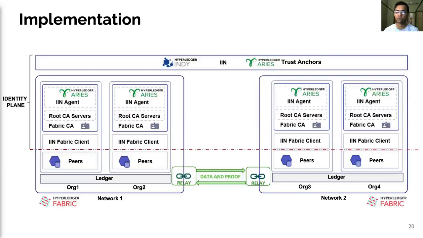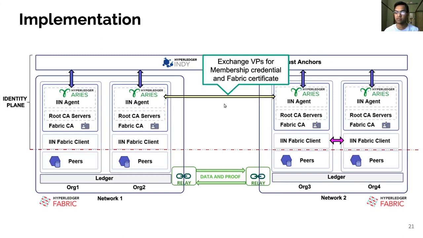We have done a proof of concept implementation of our system with two Hyperledger Fabric networks, and we have implemented the IAM agent in the identity plane as a module of the Fabric CA, which is responsible for managing the identities of participants of a Fabric network. This IAM agent is implemented with the Hyperledger Aries toolkit. Apart from that, the IAM itself is implemented with Hyperledger Indy forming the verifiable data registry, and the set of trust anchors are implemented using Hyperledger Aries.